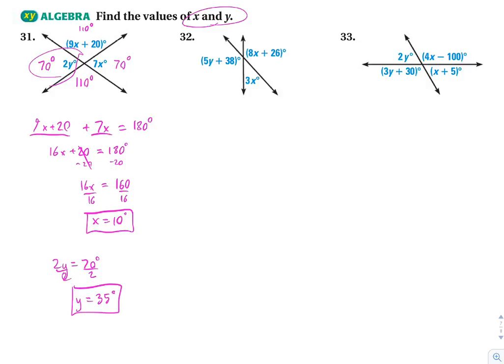Okay, and the rest do the same. Again, strategy-wise, I would like to identify things with the same variable and say those add up to 180 first.